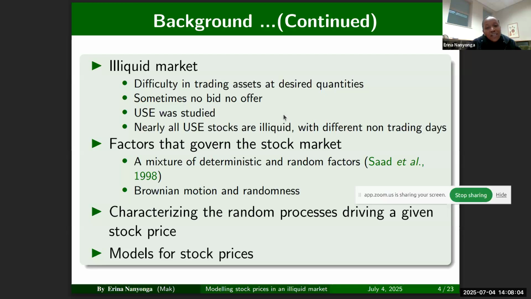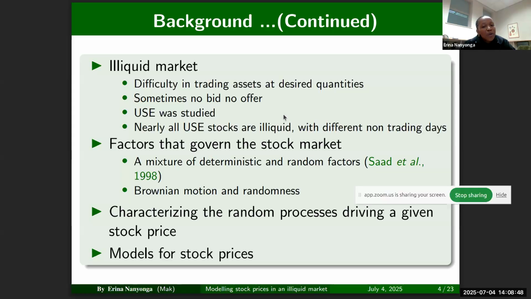The illiquidity of prices at the Uganda Securities Exchange can be studied, and it is affected by a number of factors which can be deterministic and random or unpredictable. Among the deterministic factors that influence stock prices at the Uganda Securities Exchange, which is an illiquid market, we have government rules that are set, interest rates for the companies, and then the news and random factors for a given company.